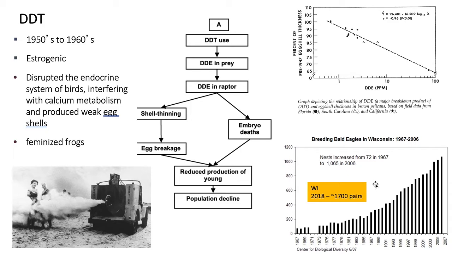And there were other birds like peregrine falcons and cormorants and pelicans and all sorts of other predatory birds that were affected by the endocrine disruptor effects of this chemical. Here's the pathway of how it happened. Eventually, we got rid of it because of the effects it was having on wildlife.